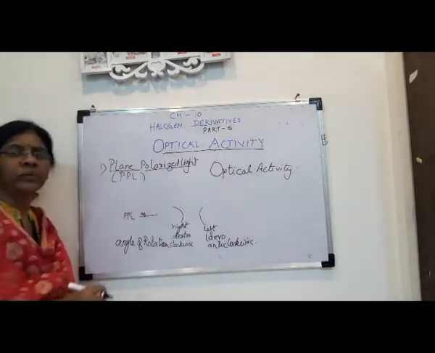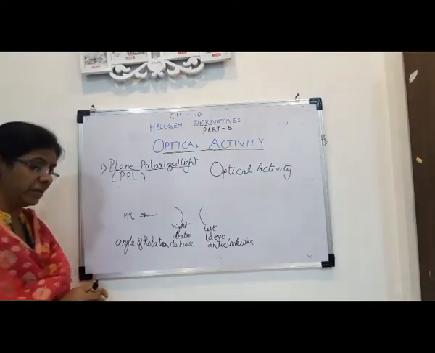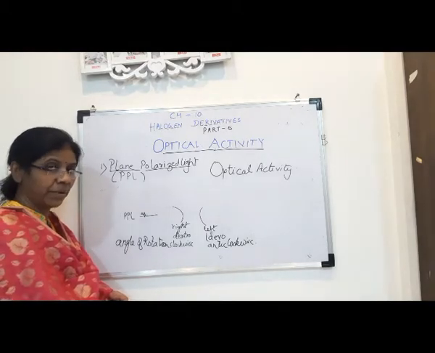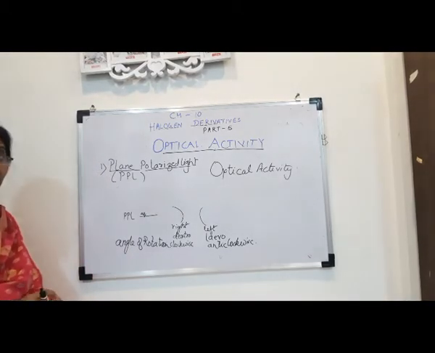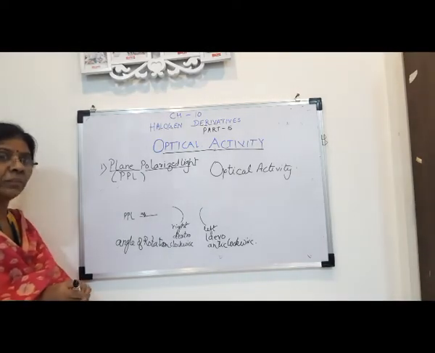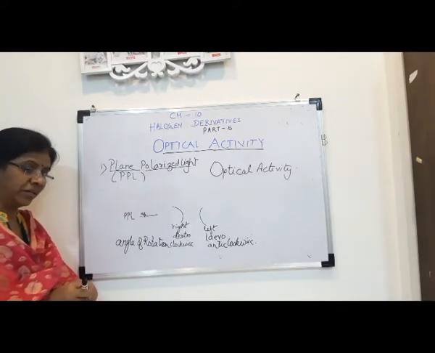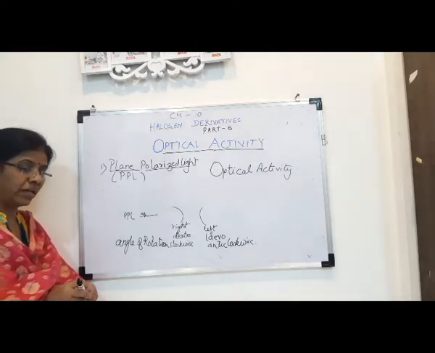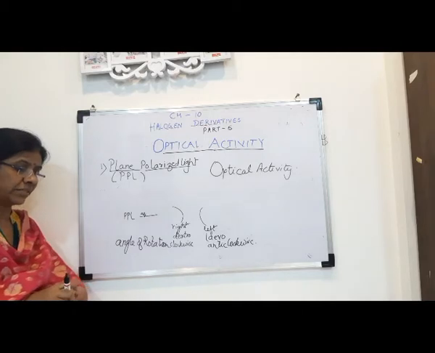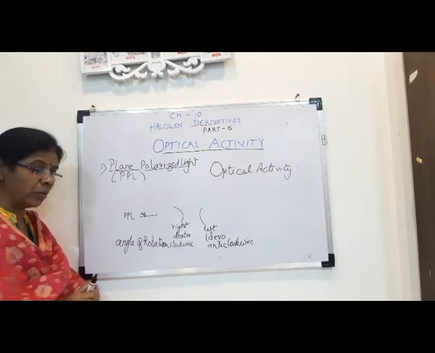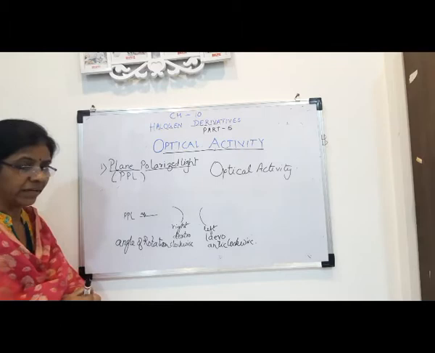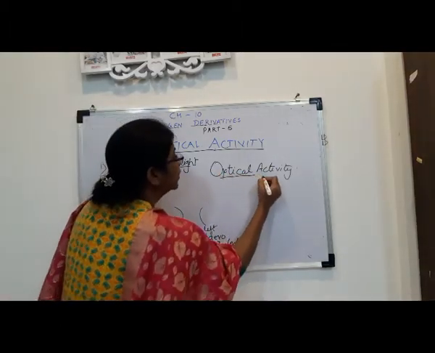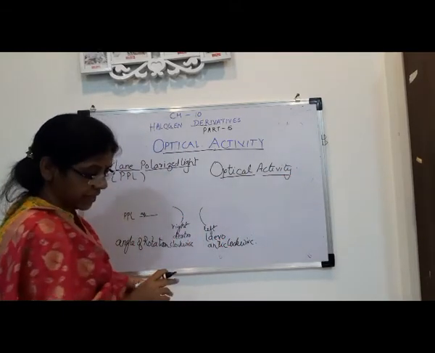Now, how will you define optical activity? See here, the property of a substance by which it rotates the plane of plane polarized light either to the right, that is the clockwise direction, or to the left, that is the anti-clockwise direction, is known as optical activity. So see that you write down the definition of optical activity.